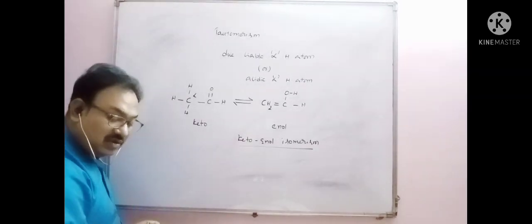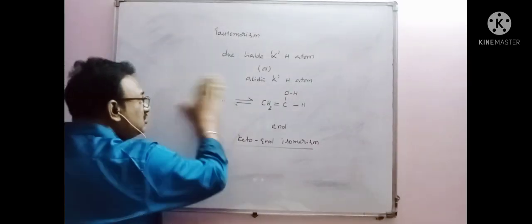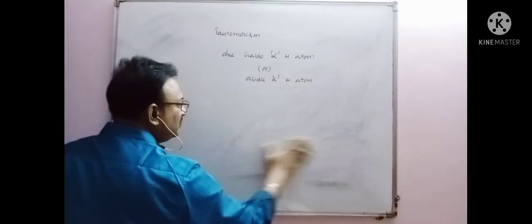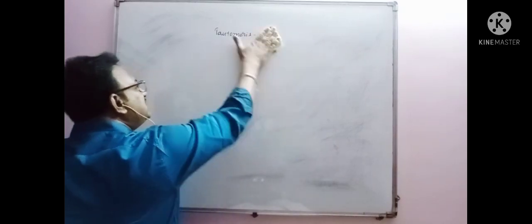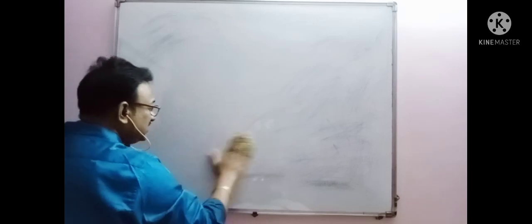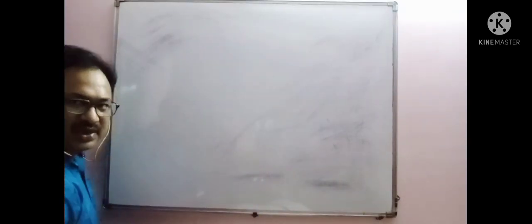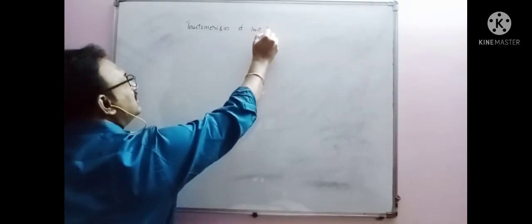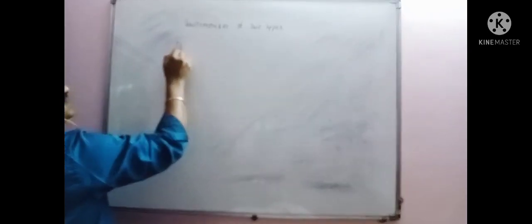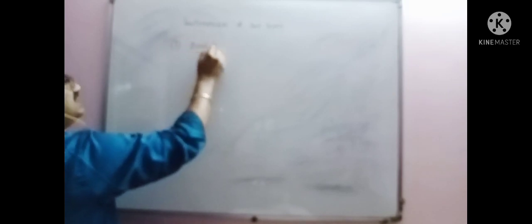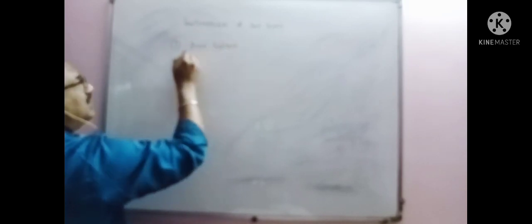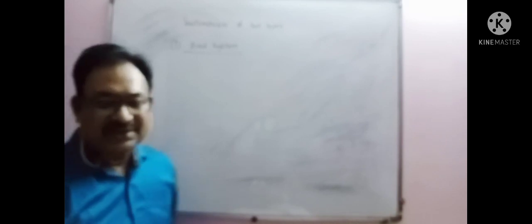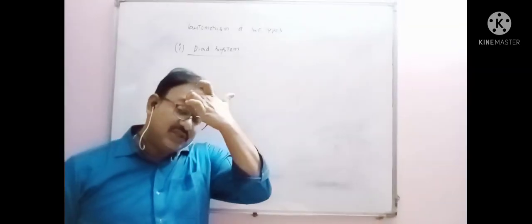Before going to explain this, let me go through the classification of these tautomers. Tautomers are of two types, the dyad system and the triad system. Tautomerism is of two types, in which the first one is the dyad system of tautomerism. Okay, dyad system of tautomerism. What is a dyad system of tautomerism?